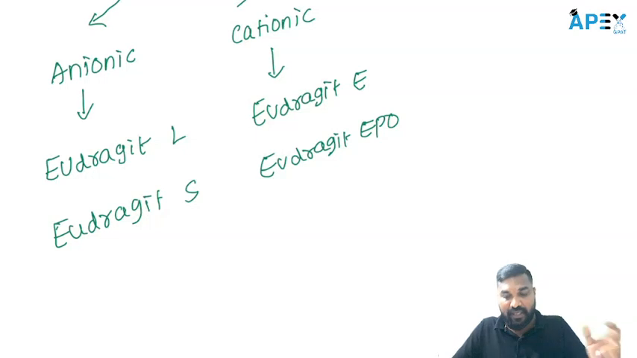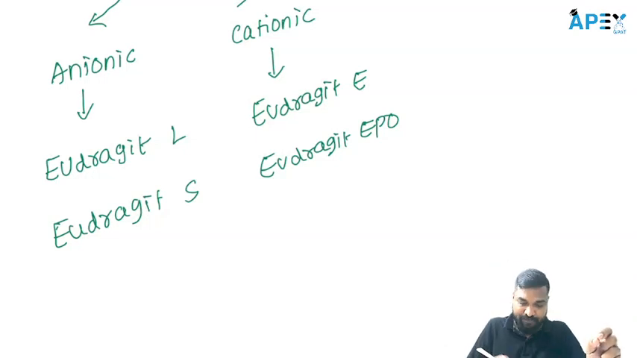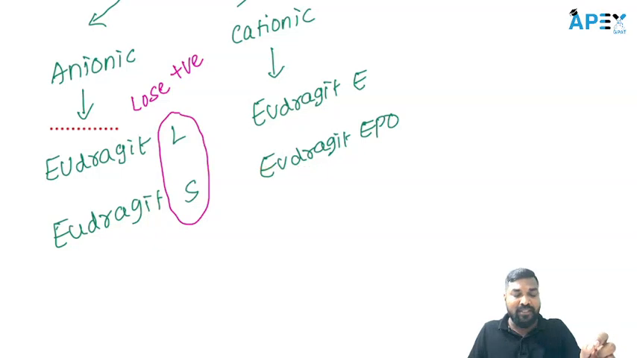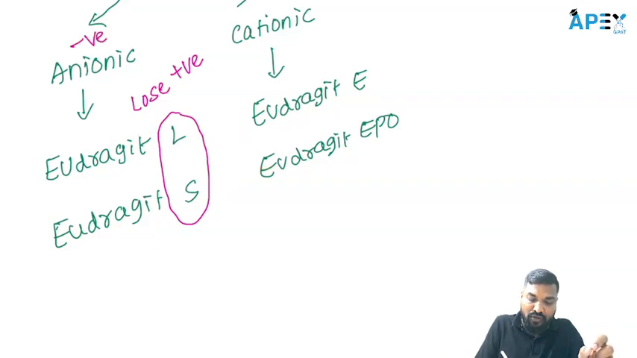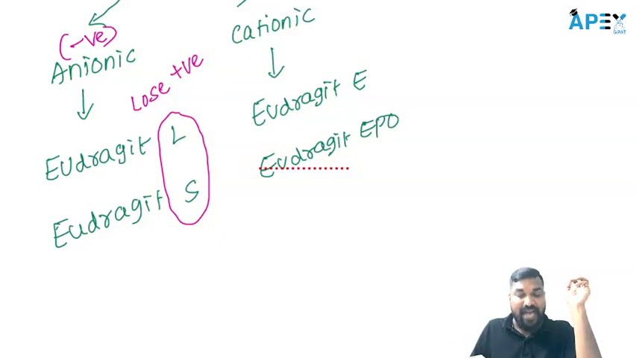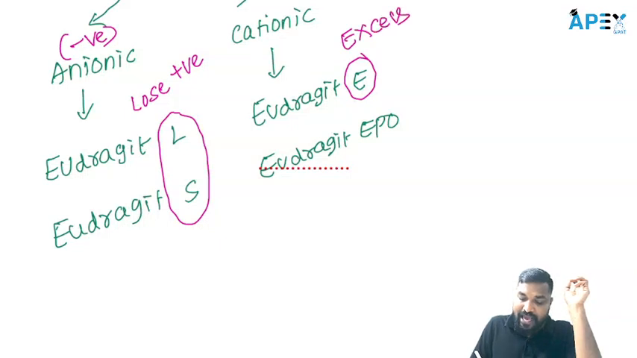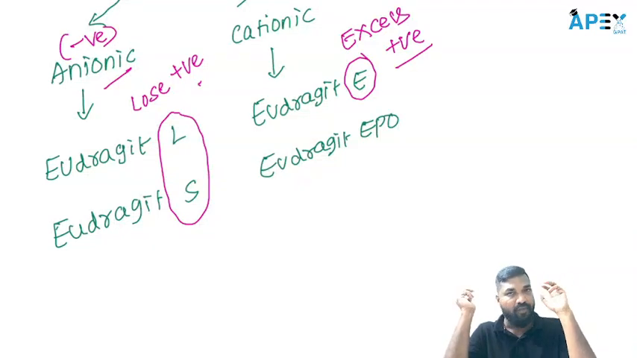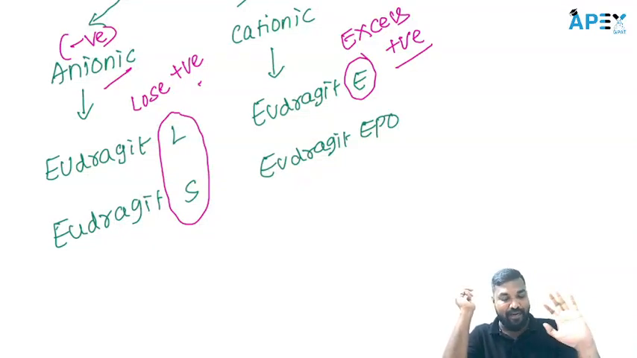Sir, how to remember this? It is very simple. You can remember it this way. LS means lose the positive charge. If they are losing the positive charge, they belong to the negative, anionic. Whereas Eudragit E and EPO, E means excess positive. Lose the positive, anionic, LS. E means excess positive. That is a simple way to remember.